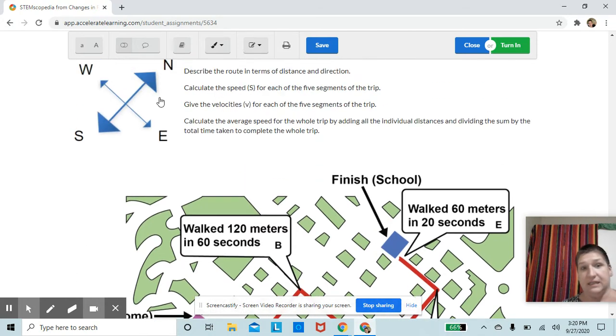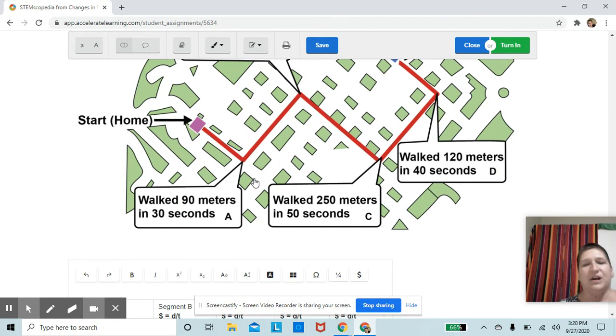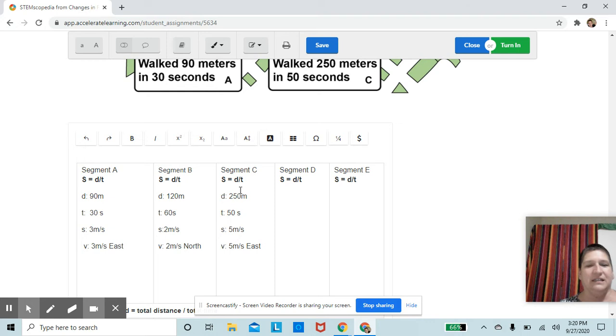Well, according to this, east again. So 250 meters in 50 seconds. How many times does 50 go into 250? 5. So it's 5 meters per second. 5 meters per second, what? East.